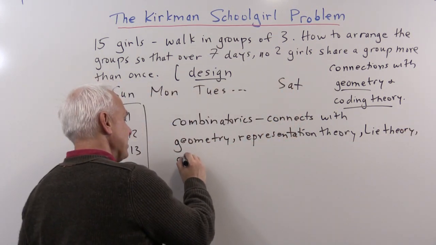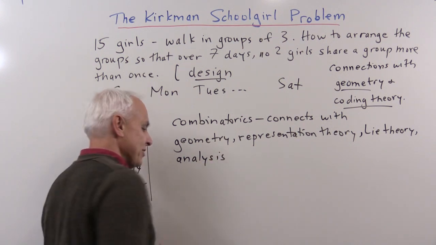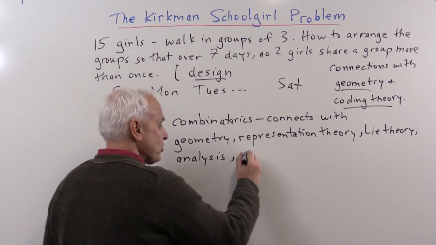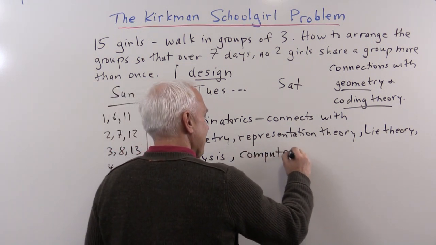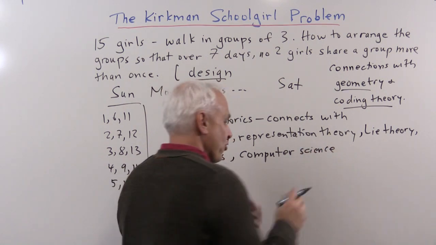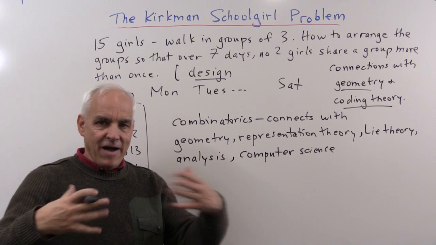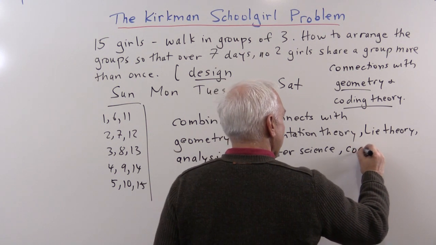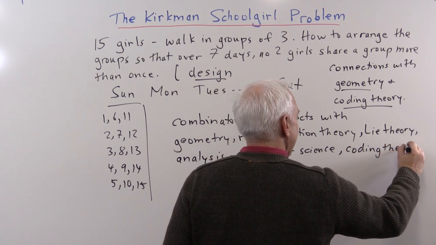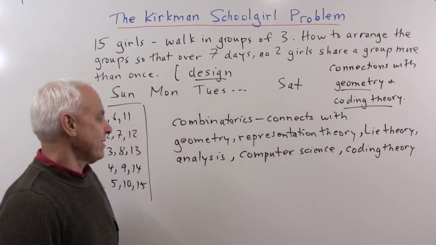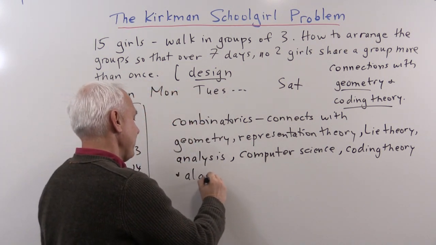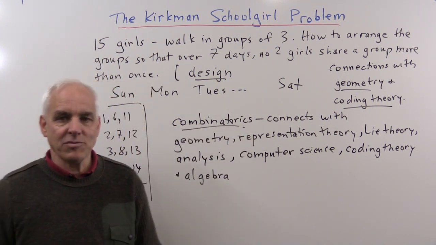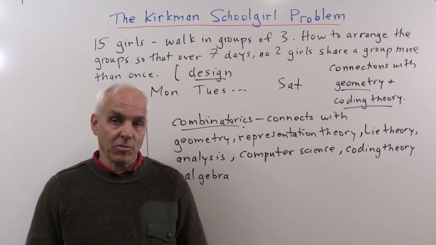And then with analysis these days, certain areas of analysis which are moving closer and closer to combinatorics. And of course with computer science, where this kind of concrete, combinatorial, finite investigation is very important. And we've also mentioned coding theory. And algebra as well, including algebraic geometry. So combinatorics has really been a star performer and probably will continue to grow very considerably over time.